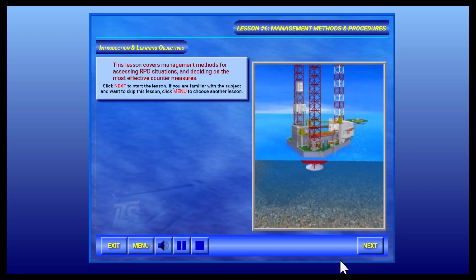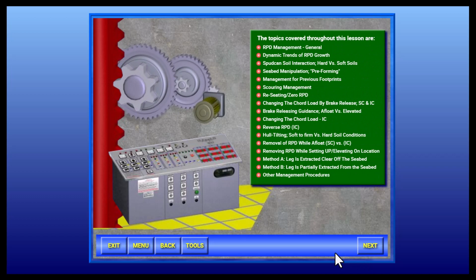This lesson covers management methods for assessing RPD situations and deciding on the most effective countermeasures. The topics covered throughout lesson number 6 are RPD management, general. Dynamic trends of RPD growth. Spud-can soil interaction, hard versus soft soils. Seabed manipulation, pre-forming. Management for previous footprints. Scouring management. Reseeding, 0 RPD.